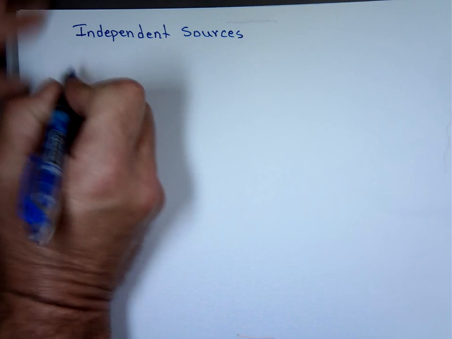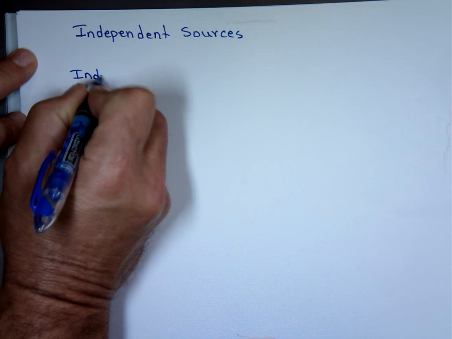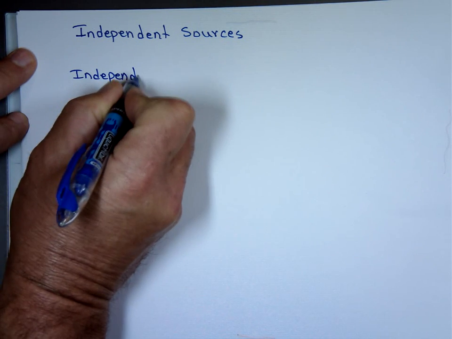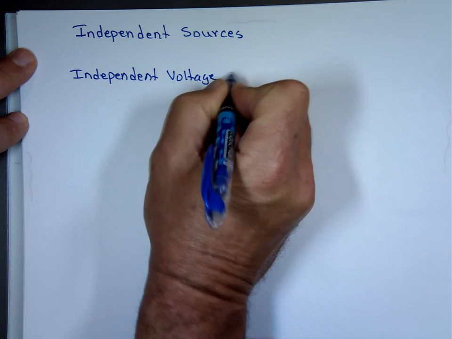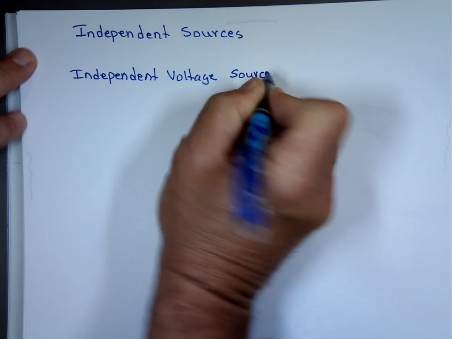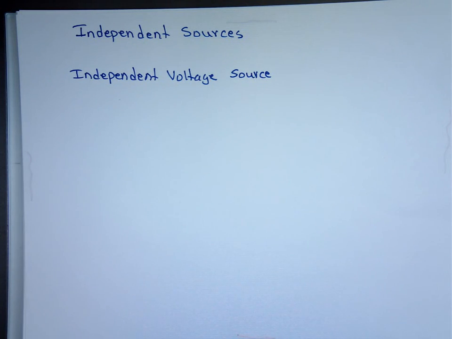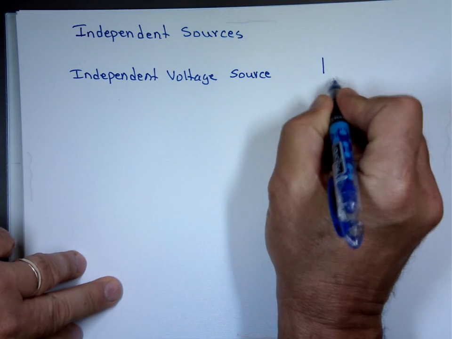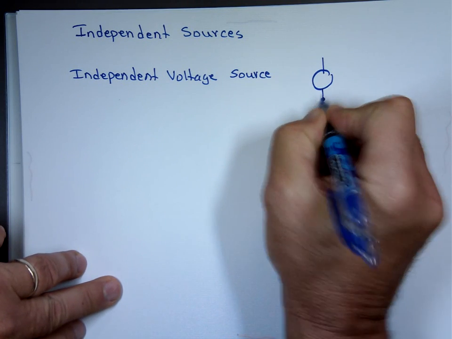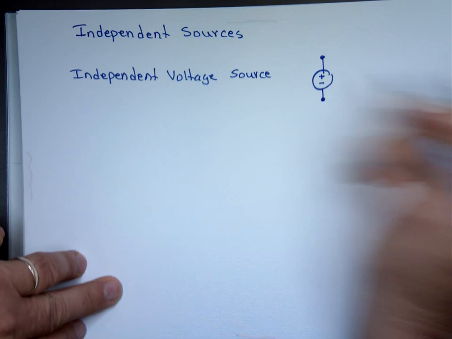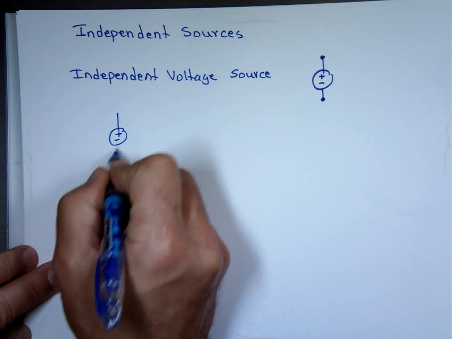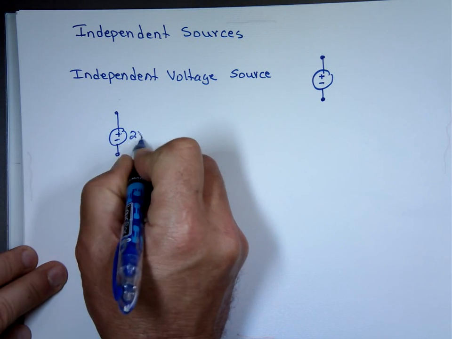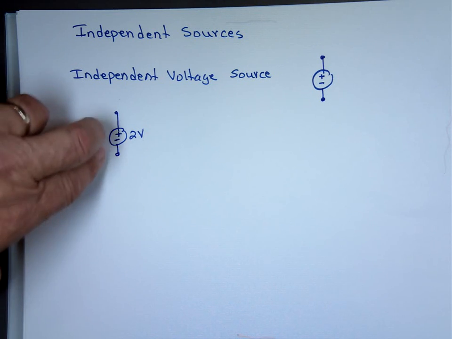Independent voltage source. What's an independent voltage source? Now, the way we draw that when designing, we draw it looking like this. It's a circle, and we put a plus and minus on it. So this might be something like this. Plus, minus, 2 volts. That's an independent voltage source. That means that voltage is always going to be 2 volts.